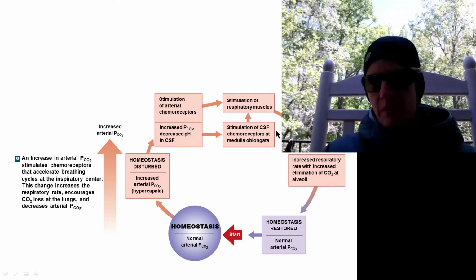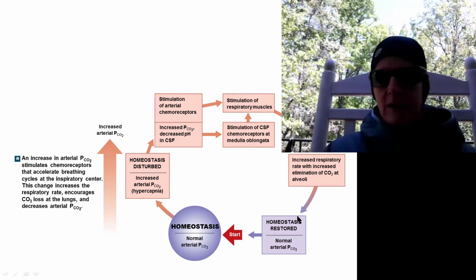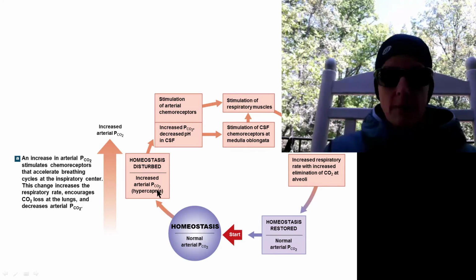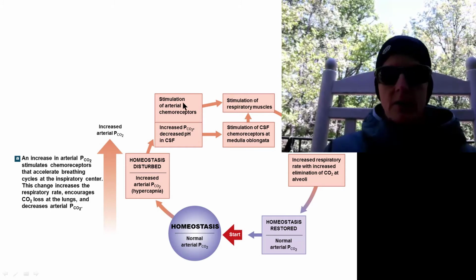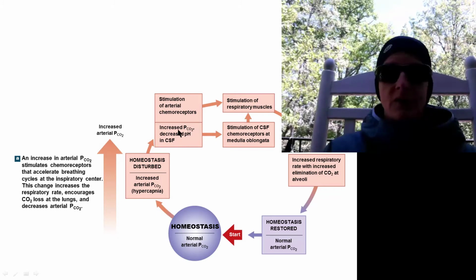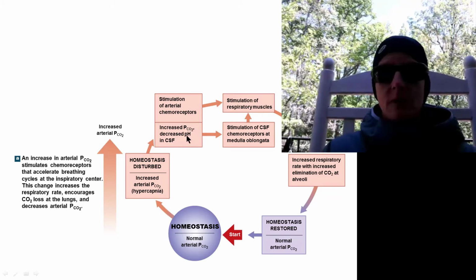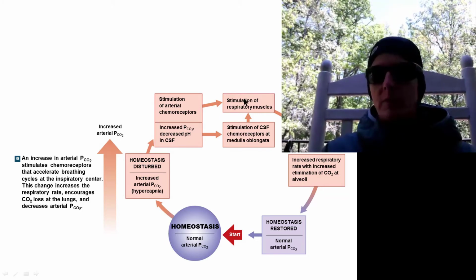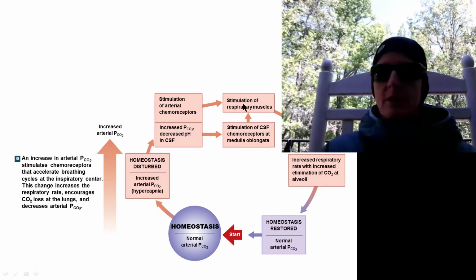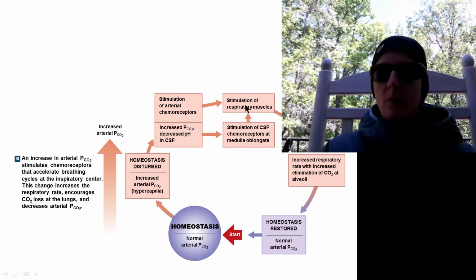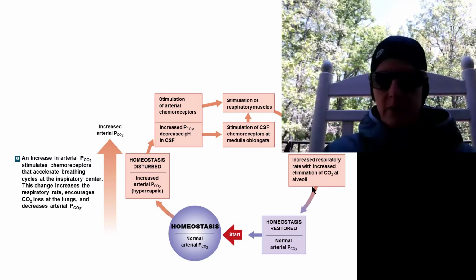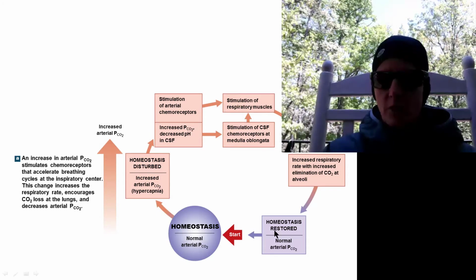All right, so this just basically shows some of our homeostasis mechanisms. It shows what happens when you have hypercapnia, too much carbon dioxide. Then you're going to stimulate your chemoreceptors, and that causes an increase in carbon dioxide, and so the pH is going to be lower, obviously, in the cerebrospinal fluid. So the chemoreceptors of the medulla oblongata will stimulate respiratory muscles. That will increase your respiratory rate so that you can get rid of the excess carbon dioxide. So then that restores homeostasis.